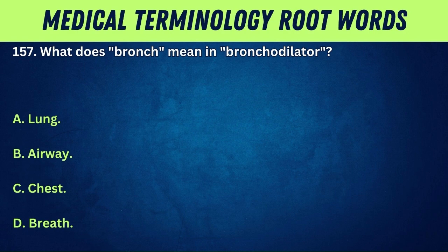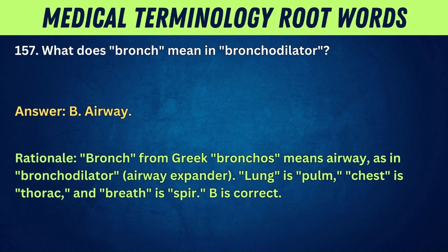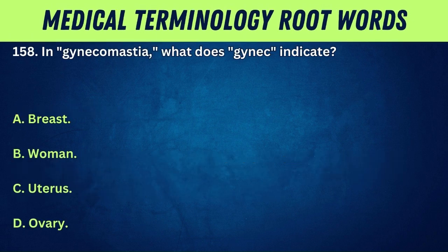A. Lung. B. Airway. C. Chest. D. Breath. Answer: B. Airway. Rationale: bronch from Greek bronchos means airway, as in bronchodilator, airway expander. Lung is pulm, chest is thorax, and breath is spir. B is correct. 158. In gynecomastia, what does gynec indicate?